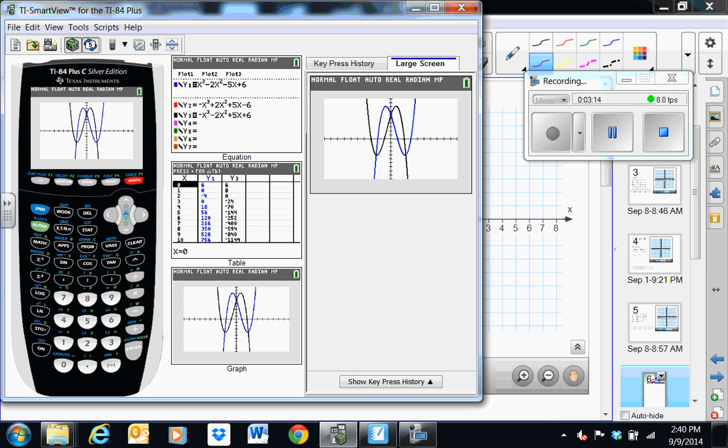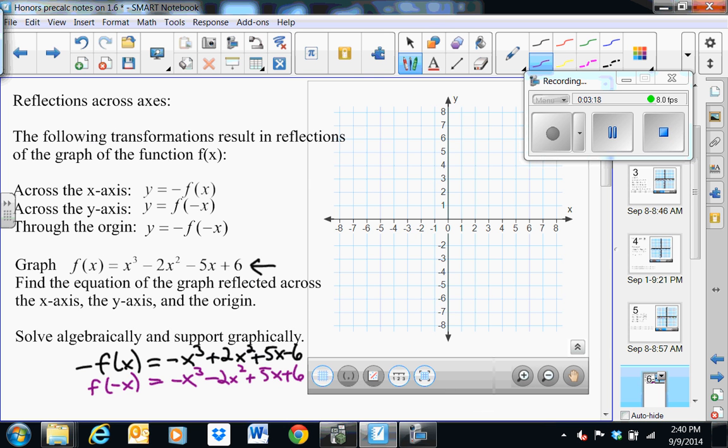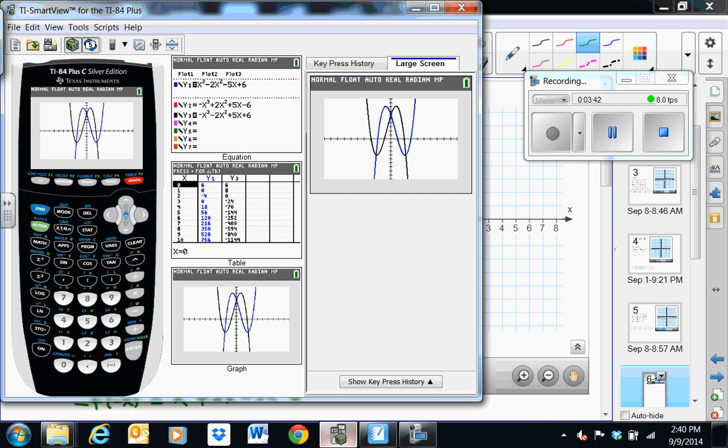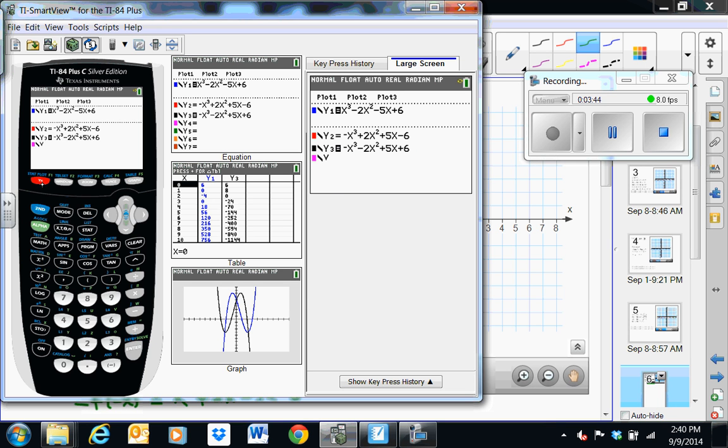So now let's look at our third type of reflection, and that's when we negate everything. In this case, we're looking at negative f of negative x, and all we're going to do is negate everything that we just had. So looking up at our purple function right there, we're going to have positive x cubed plus 2x squared minus 5x minus 6. So let's go back into our graphing calculators and into y equals.